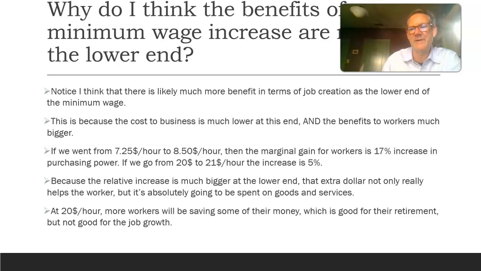So if we go from $7.25 an hour to $8.50 an hour, the marginal gain for workers is a 17% increase in purchasing power. If we go from $20 to $21, the marginal gain is 5%. Actually, I should have done $21.25, which would be 6%, because that's the exact $1.25 increase. But a $1.25 increase from $7.25 to $8.50 an hour is a 17% pay bump. All that money is being spent for sure.